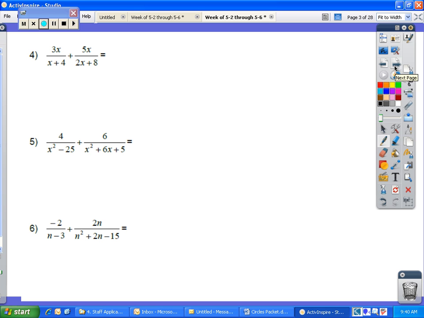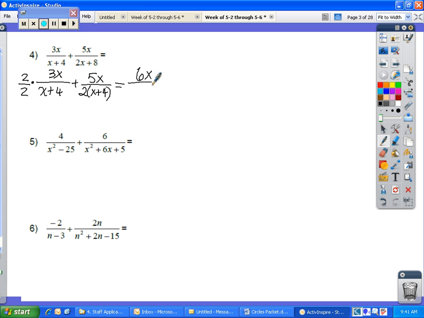Number 4. If you notice that when you factor the bottom of this fraction, you're actually going to get an x plus 4. So notice they both have an x plus 4. Now if you started out by multiplying by the opposite denominator, you're just going to have a lot to simplify at the end. You really just have to multiply this fraction by 2 over 2. Okay, you can leave this one alone.